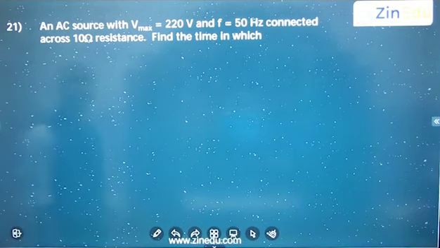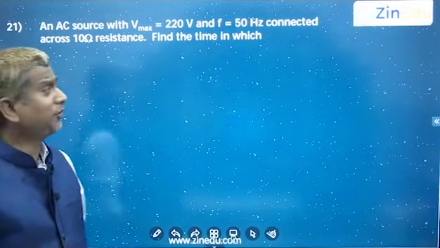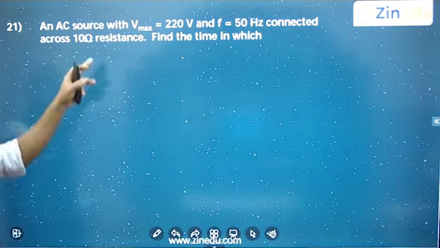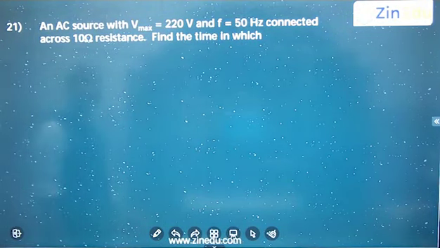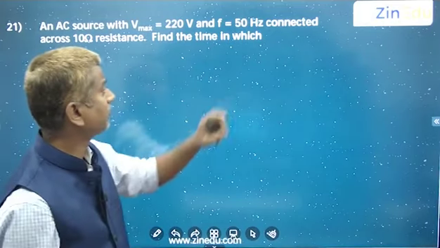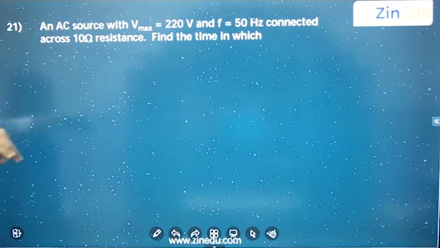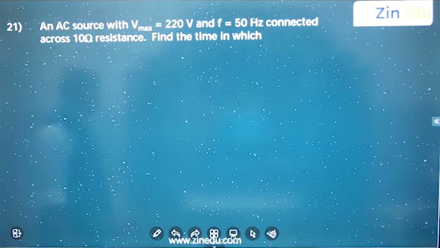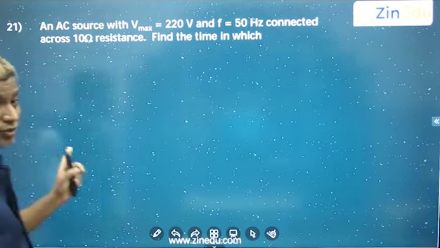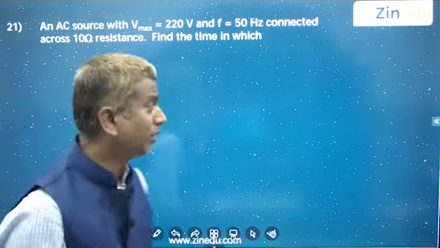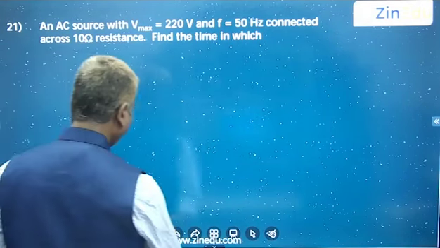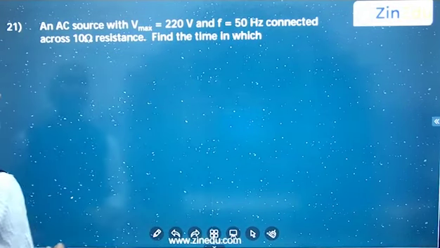An AC source with Vmax 220 volts and frequency 50 Hz is connected across a 10 ohm resistance. Find the time in which the current becomes so and so, half of its maximum value, like that the question may be. So these questions are completely memory based, from the students. Okay, we have collected them. So it can be like this. I'll explain the question to you.